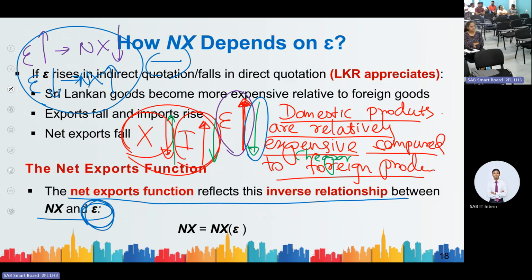Okay, that is about the relationship between net exports and real exchange rate.